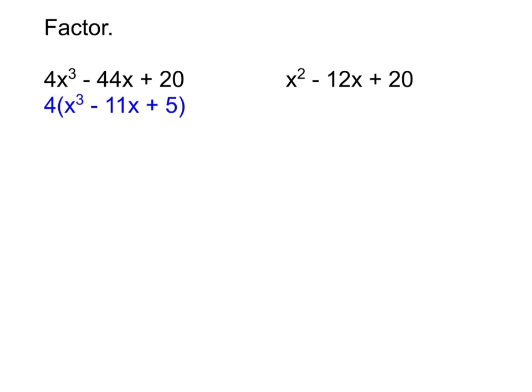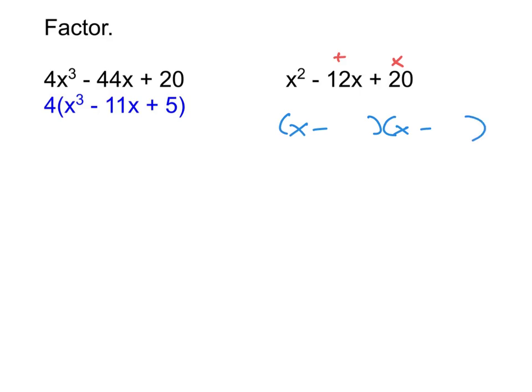So in the second one, there's nothing we can really pull out of all three terms, so we need a different strategy. This is the one where we factor the quadratic by saying what two numbers add to the middle number and multiply to the last number. So we're looking to see what adds to negative 12 and multiplies to 20. Now notice you're multiplying to a positive and adding to a negative. That tells us both signs must be the same and they both must be subtraction.